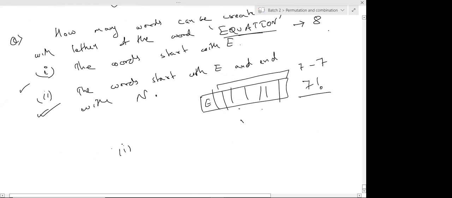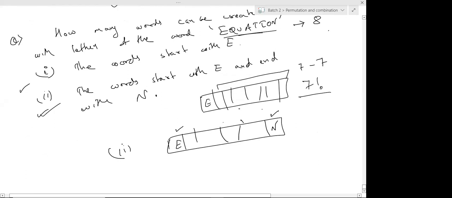In the second part, the words start with E and end with N, right? So out of 8, 2 letters are filled. Remaining spaces we have 6. We have to arrange 6 letters. So 6 factorial. Alright, 6 factorial is the answer, right? Because 2 spaces are filled by E and N. Alright. Next question.